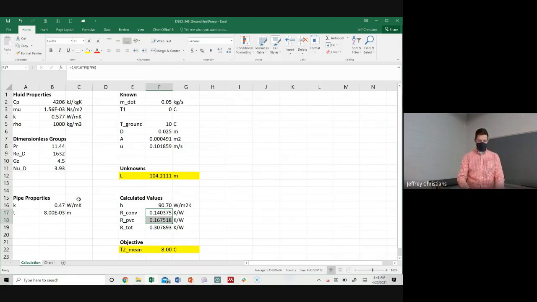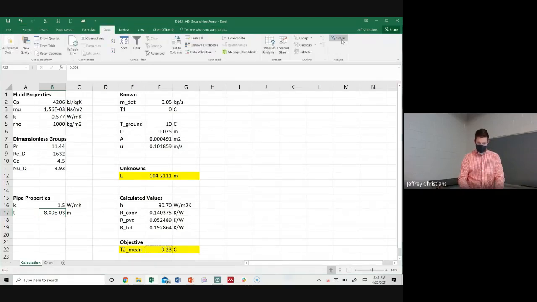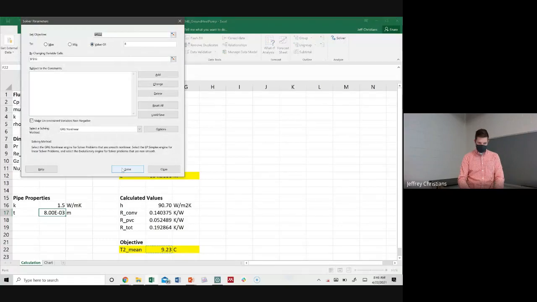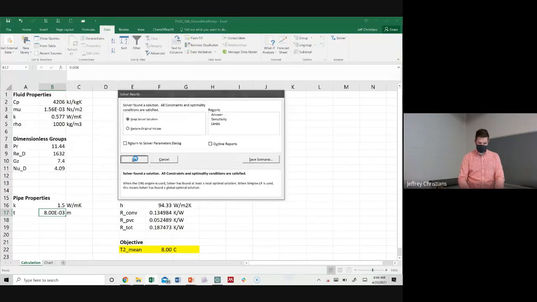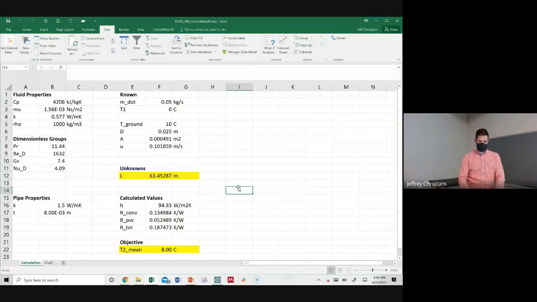So if we said, what would happen if we changed the pipe to some different material that had a thermal conductivity of, say, even like 3 times that, so say it was like 1.5. How much can we cut down our length? So let's just redo that solver problem. We could cut down the length almost in half by bumping up the thermal conductivity a little bit.